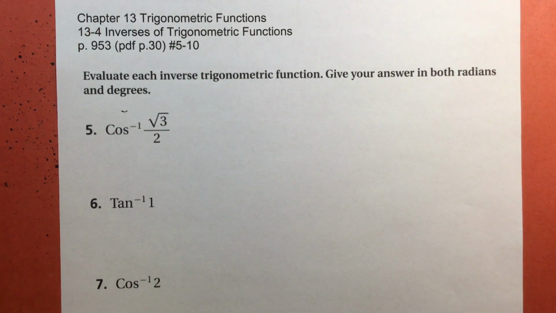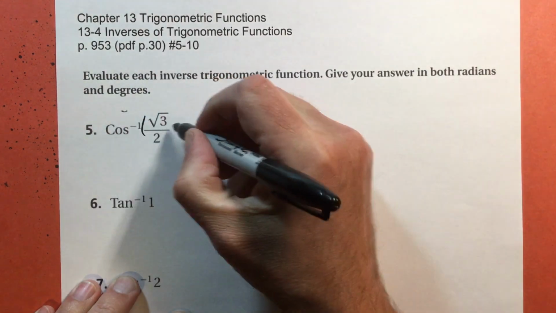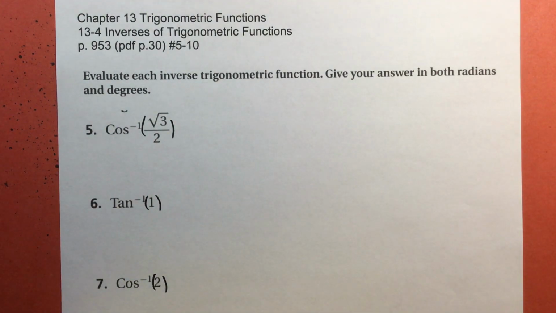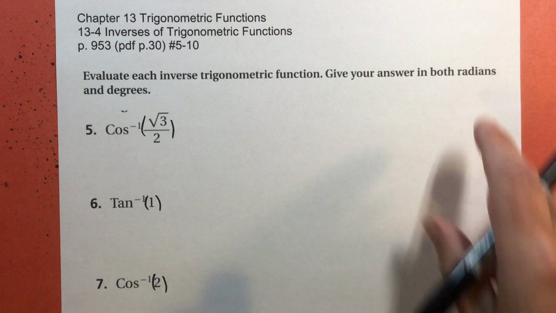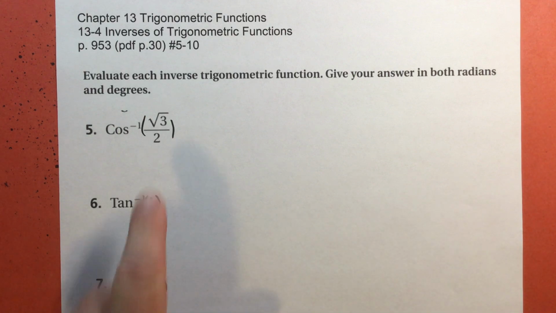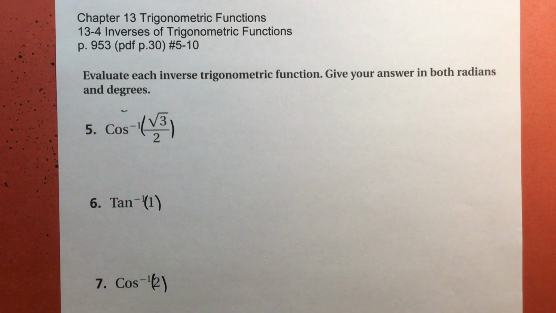Hello, welcome back to 13.4 Inverses of Trigonometric Functions, and we are doing some inverse trig function work here. And of course, gotta make sure we include that. All right, so what we're gonna do is find on the unit circle what angle, and we're gonna give it both in radians and degrees, what angle rotation has a cosine of square root of 3 over 2.